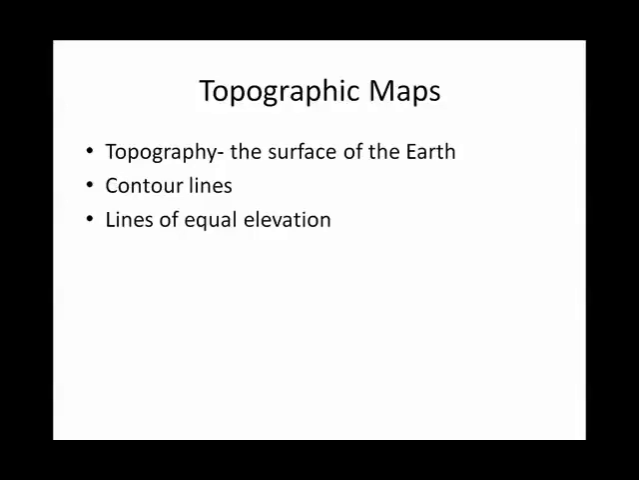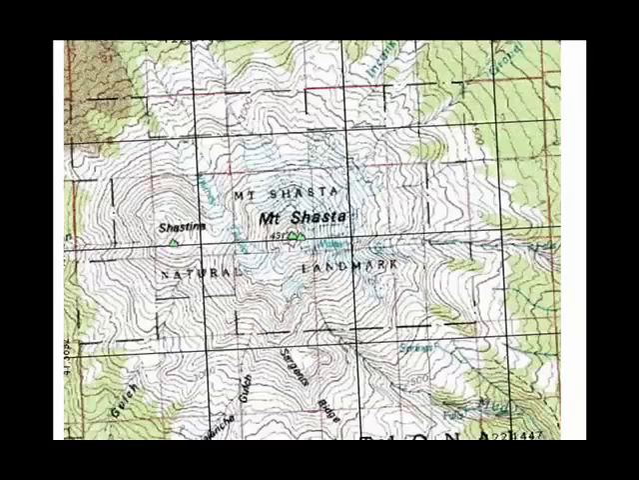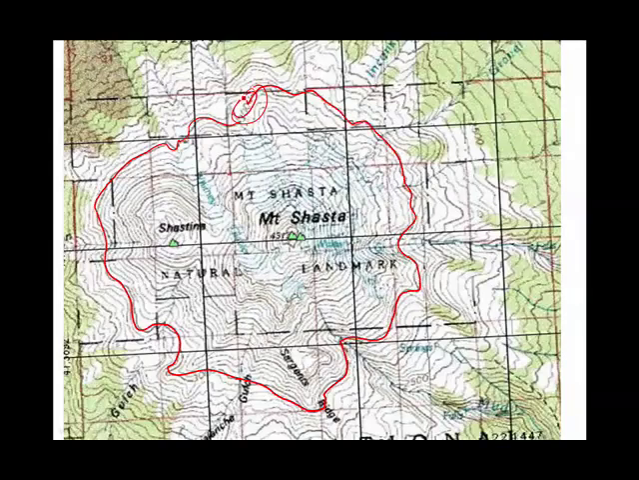When you first look at a topographic map, it might look a little bit confusing. However, let's make sense out of this map of Mount Shasta. Here we have the 3,000 meter mark. If a contour line is a line of equal elevation, I could walk around Mount Shasta sticking to this contour line, and I would never go up or down, but maintain the same elevation. When I'm done, I've come back to the same spot.